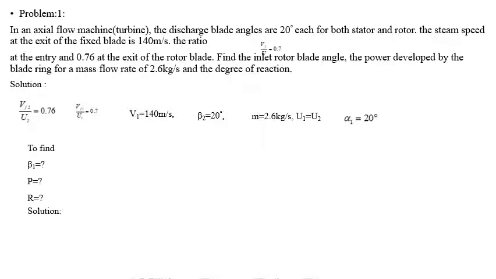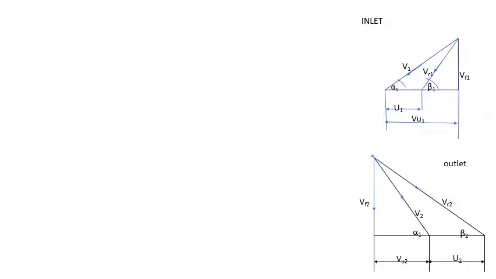Now I want to find out the rotor blade angle. Rotor blade angle means beta 1 is equal to how much? Then the power developed by the blade ring for the mass flow rate, that is power is how much, and also find out the degree of reaction. Then by the given data, we have to construct the inlet as well as outlet velocity triangle. So now the inlet and outlet velocity triangle is as shown in the figure.